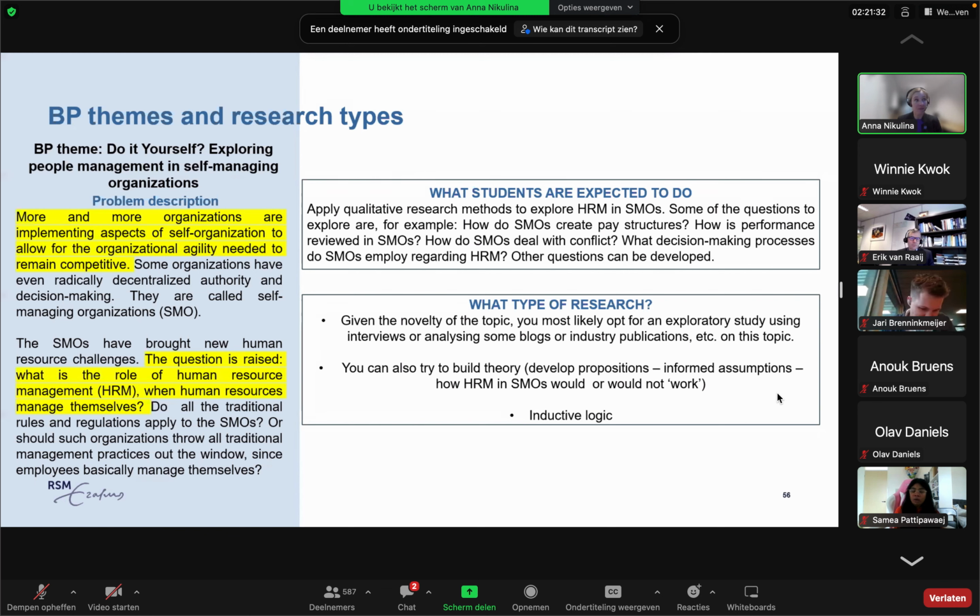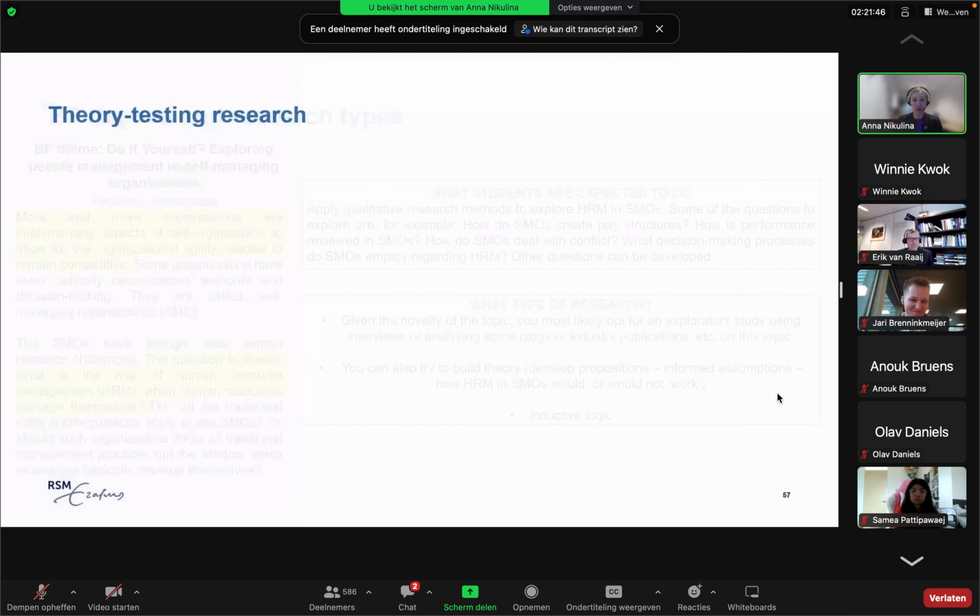Is this clear? Do we need to stop more on these two types of research? How does the chat look? Okay. All right. Looks clear so far. Okay, then let's try to move on.